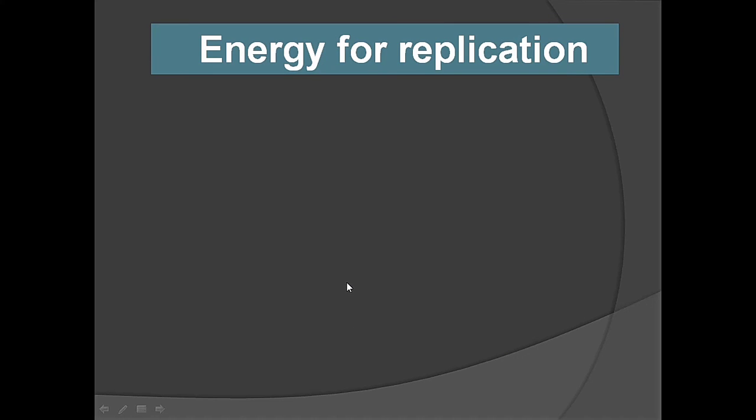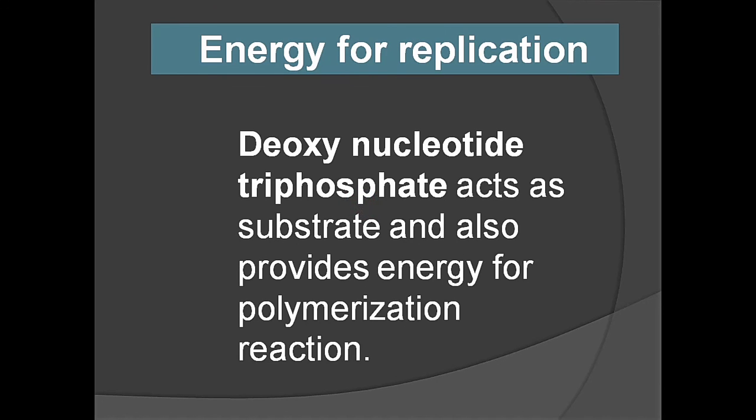Replication is a process, and any biological process needs energy. Replication also needs energy. Replication energy is given by deoxynucleotide triphosphate. It acts as a substrate. It provides energy for the polymerization reaction, that is DNA replication. Let us see the mechanism of DNA replication in the next part.